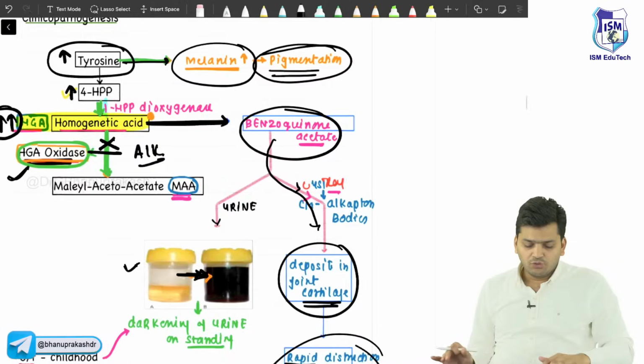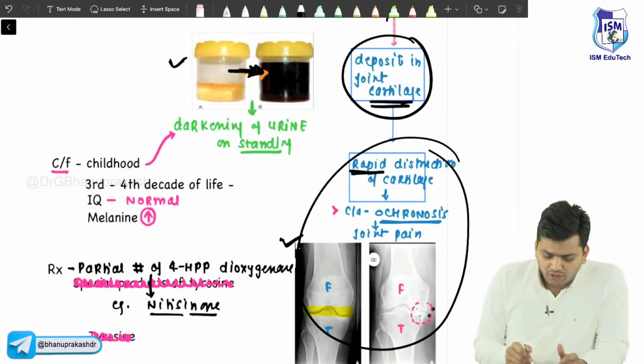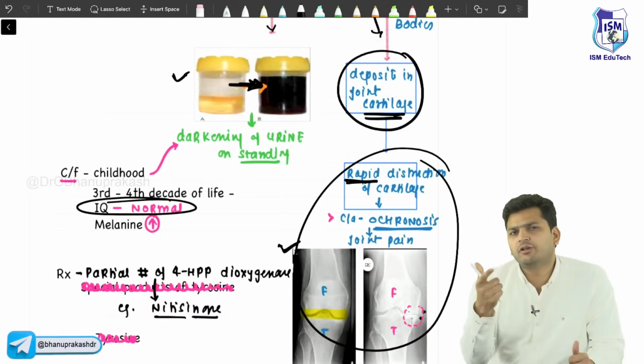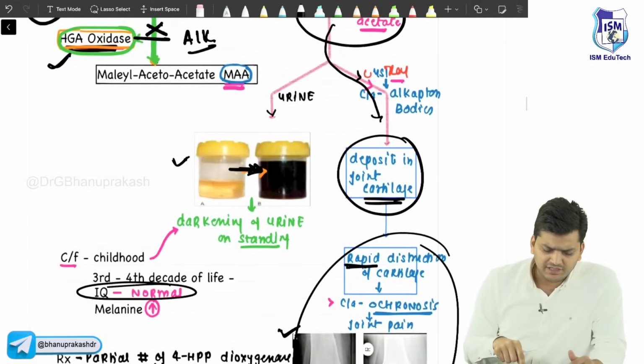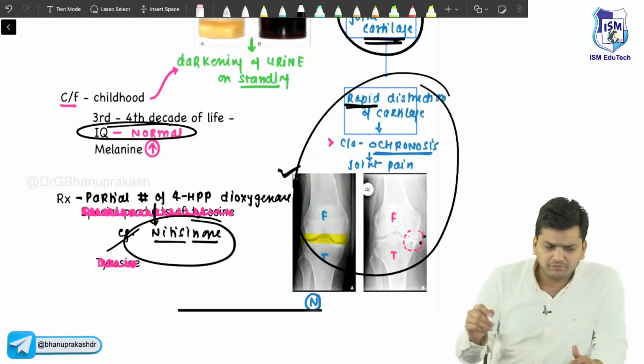Either you remember these 3 or you remember directly that mental retardation is not a feature of alkaptonuria. Generally it occurs in the 3rd, 4th decade. The IQ is normal, there is no mental retardation. So there are 3 symptoms: darkening of urine, joint pain, pigmentation; there is no mental retardation. It is alkaptonuria due to deficiency of HG oxidase. And what is the treatment? The treatment is nitisinone.